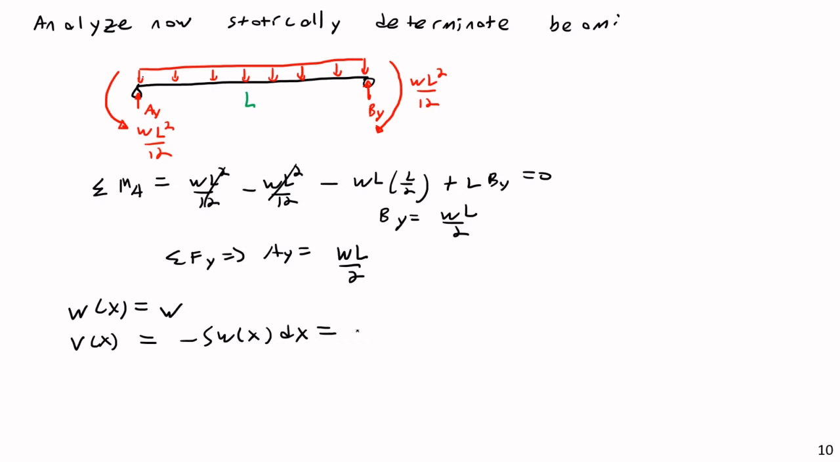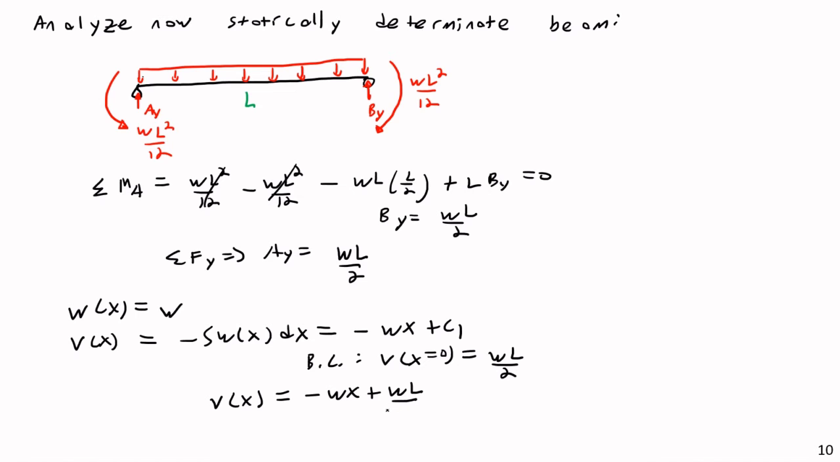If you do this, you will get negative Wx plus a C1. But of course, we know from boundary conditions, like we did previously, that V at x equals 0 is equal to our WL over 2. And so then we now know that V as a function of x for this beam is equal to negative Wx plus WL over 2.